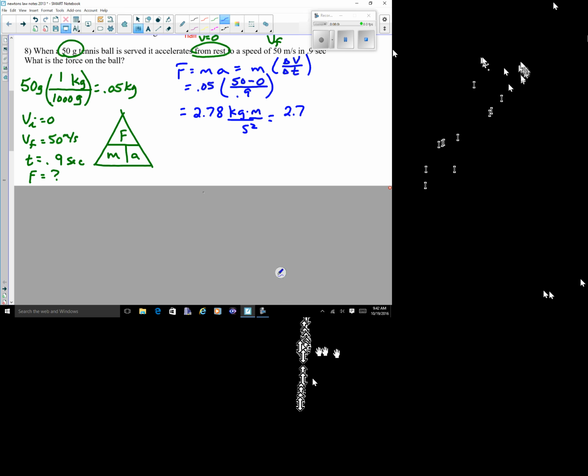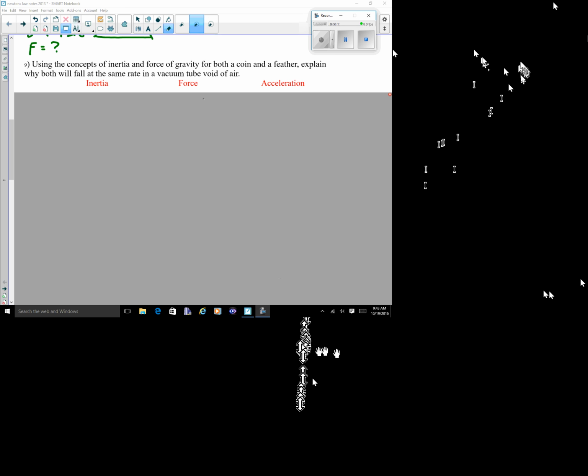Let's take a gander now at number 9. It says, using the concepts of inertia and force of gravity for both a coin and a feather, explain why both will fall at the same rate. And I'm going to show you a vacuum tube. I'm going to take the air out of it, and you'll see that a penny and a feather will fall at the same rate. But let's discuss why based on inertia.